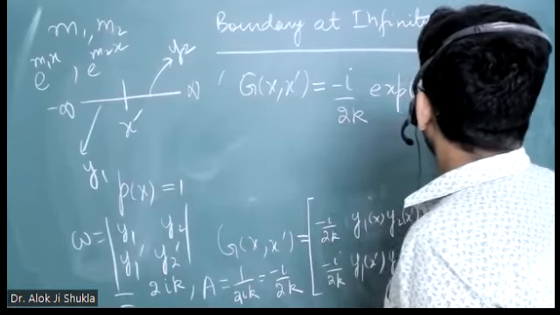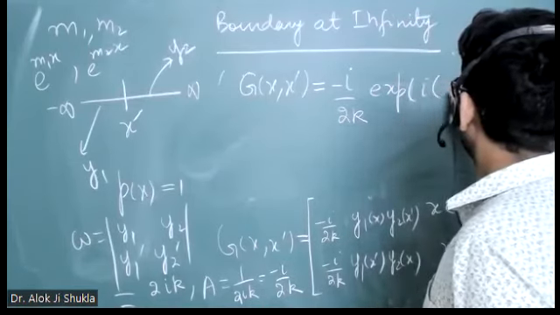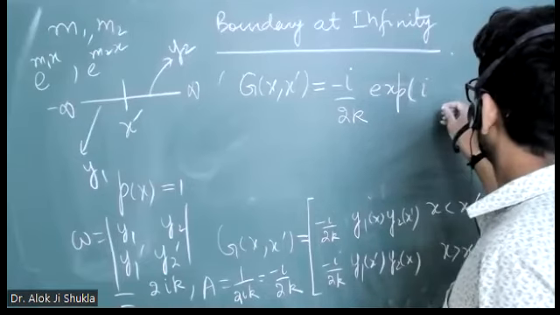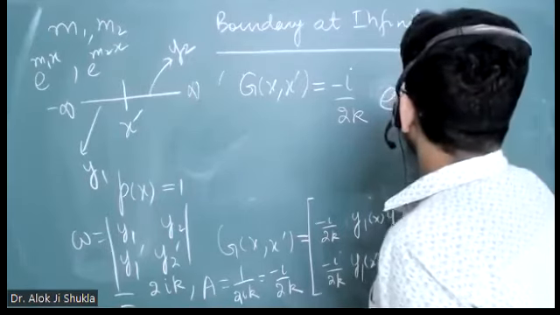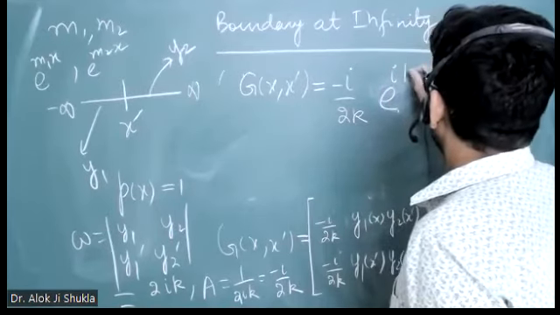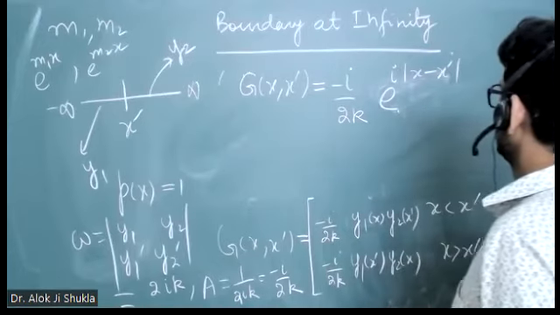Exponential i, and, exponential i times x dash minus x, minus x dash, like this.